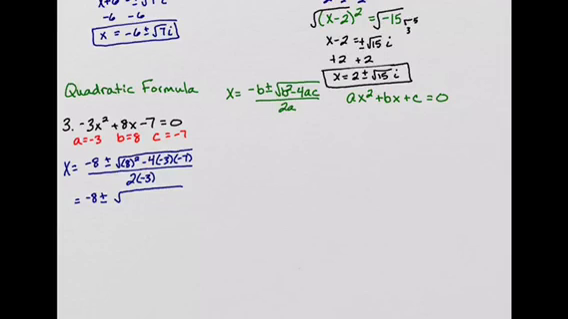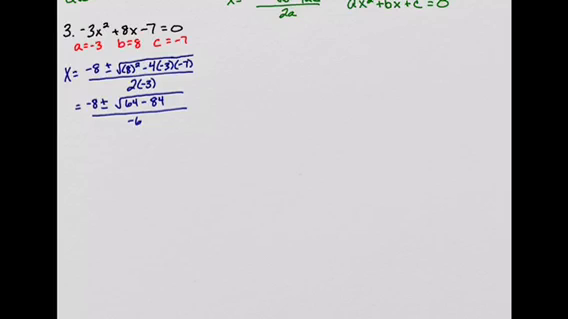So underneath the square root, when I take 8 squared, I get 64. And negative 4 times negative 3 times negative 7 gives me a negative 84. All over 2 times negative 3 is negative 6. So now when I take 64 minus 84, I get negative 20. Then I know the negative part, since it's underneath the square root, comes out as an i.